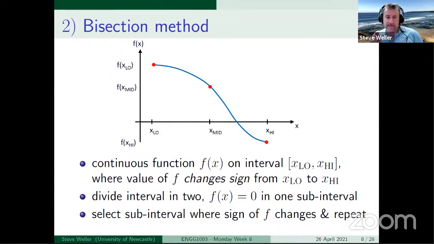The bisection method says we absolutely need to kick off the bisection method with a value that's too low and one that's too high. We then divide the interval in two, and that's done by defining this value x mid, and x mid is the average of x low and x high. So it's x low plus x high on 2, just the average of them. So we divide the interval in two. Then we select the subinterval where the sign of f changes and repeats. Let me show you what that means.